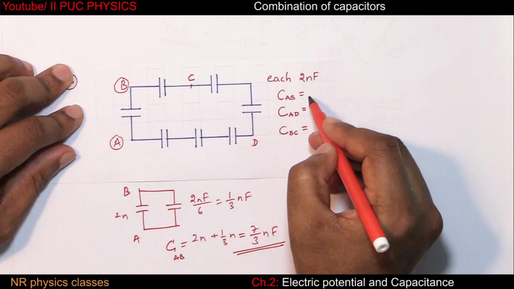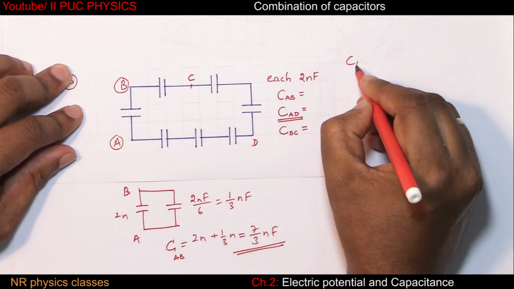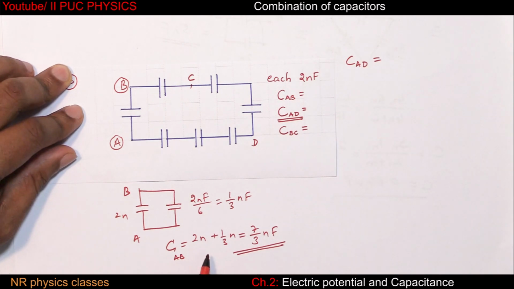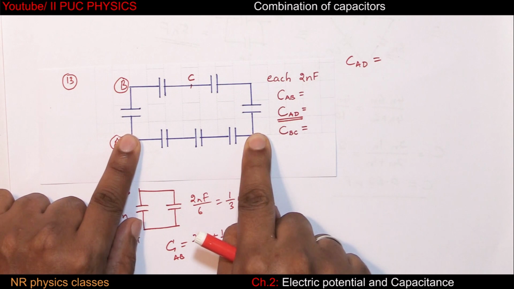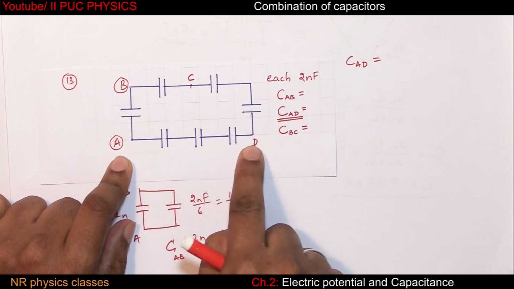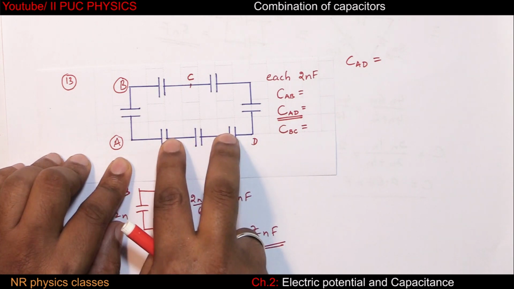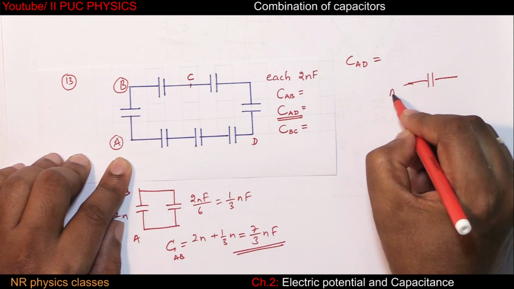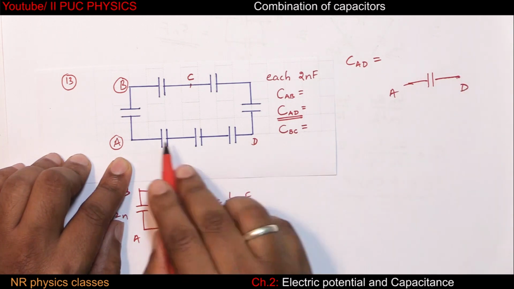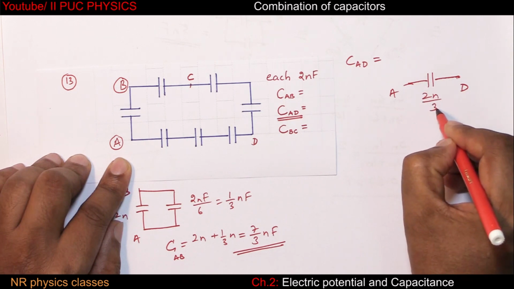Now, CAD. Okay. A is here, D is here. Between A and D, there are 3 capacitors. So this is C by 3. This is A. This is D. Between AD, there are 3. Therefore, 2 nano by 3.